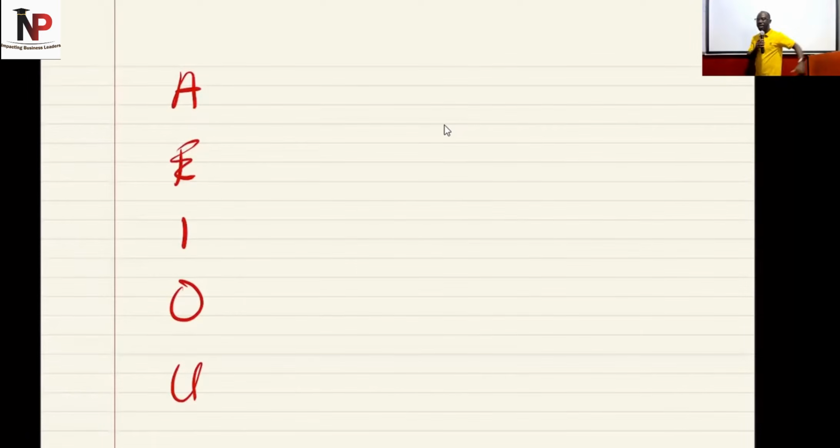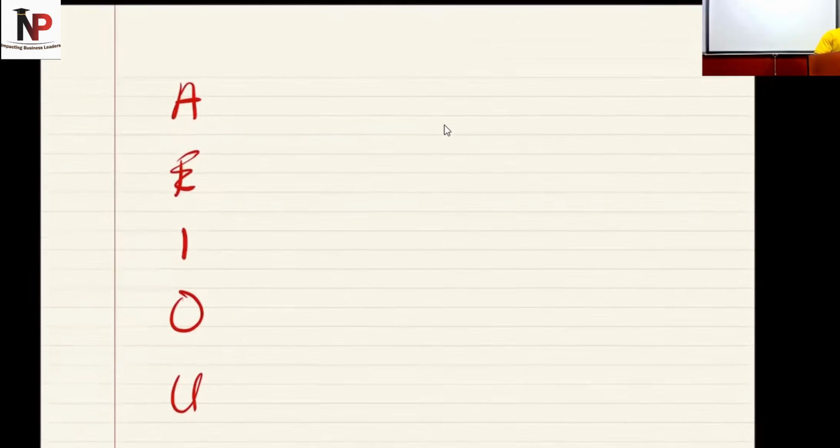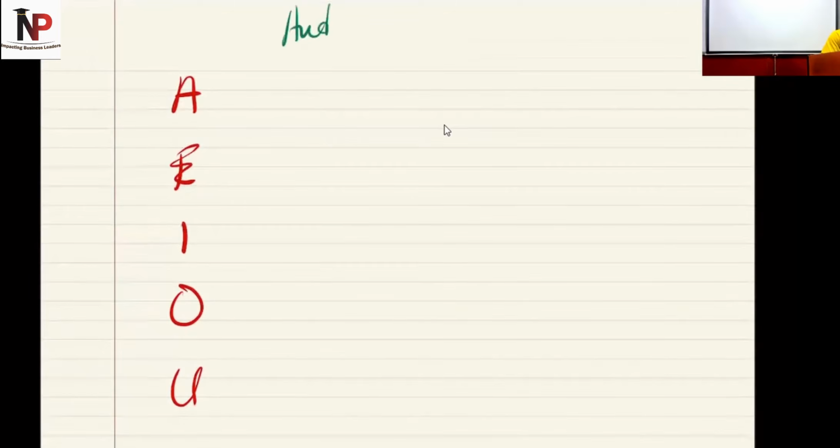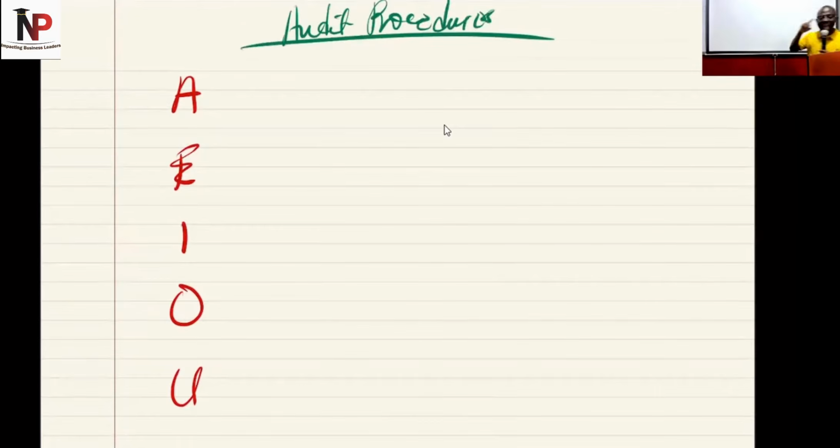I'm going to explain them to you a little bit here, but we'll talk about them later on because I want us to contextualize our discussion a little bit here to find out whether you guys can come up with some of the procedures we will undertake. Okay, so stay with me very carefully. So audit procedures. The 5 vowel sounds. A means analytical procedures.